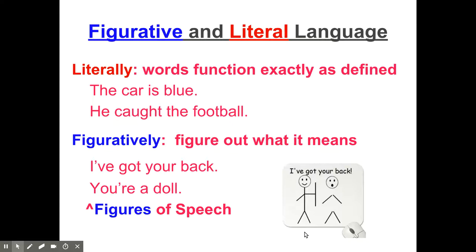Whereas if you're looking at figurative language, you have to kind of make an inference and figure out what the person's trying to say. So if I have a person that says, I've got your back, they don't literally have their back. It means they are supporting you. If I hear somebody say, oh, you're a doll, they're not referring to them as a literal doll. It's a figurative thing. And you have to infer that, well, what are they trying to do in comparing the person to a doll? And there's a couple of different forms of figurative language that we're going to review.